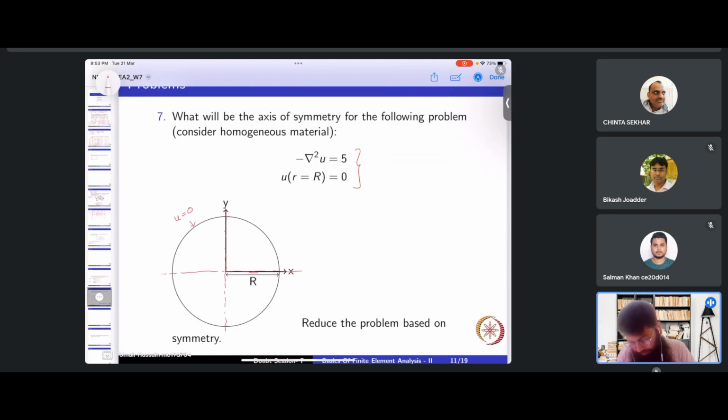Can't we have symmetry about, say, this axis, or about this axis? Yes. So for a circular problem, we have an infinite number of axes of symmetry. Always infinity. Correct.